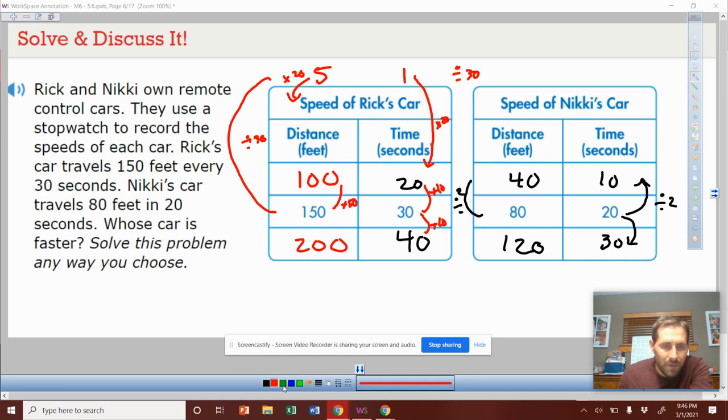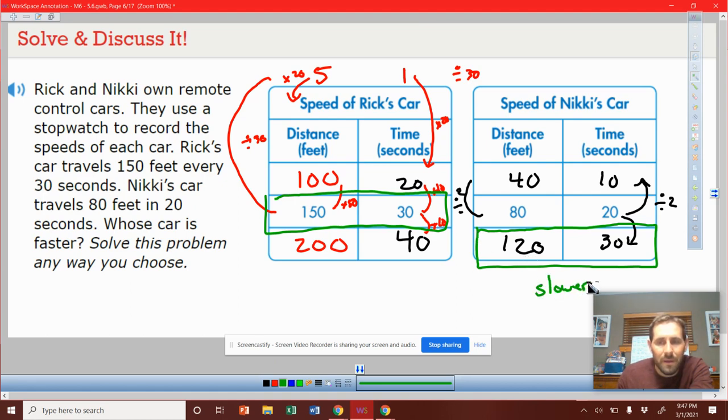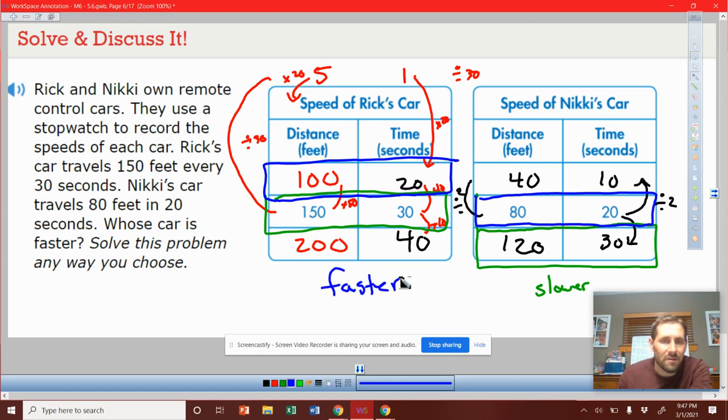So the numbers I want to compare and focus on is right here, the 30. And 100, I can go, and with this vehicle, I can go 150 feet in 30 seconds. In this vehicle, in 30 seconds, I would only go 120. So this one is slower. And just to confirm it again, you can look at another section. I guess I can use blue here. I can look at this one in 20 seconds. I'm going to go 80 feet, but with this other vehicle in 20 seconds, I would have gone 100. Again, I get to go further. So which car is faster? Rick's car is faster.